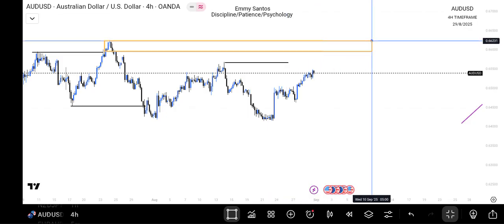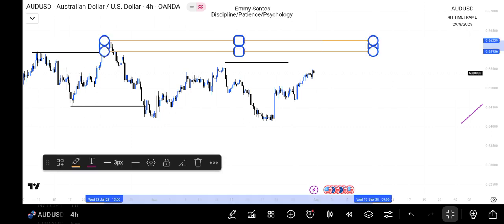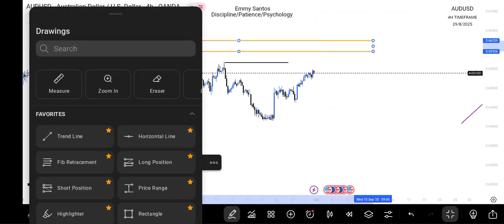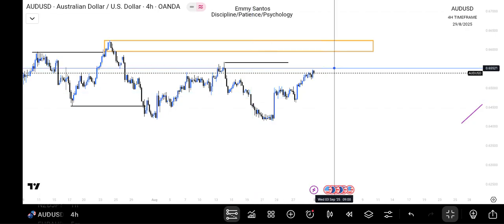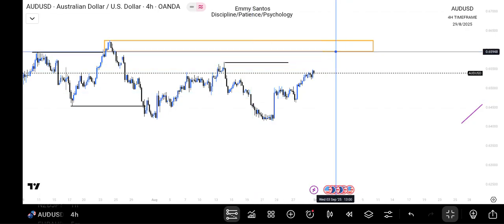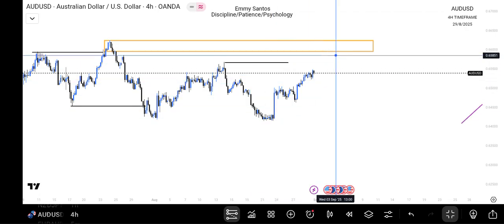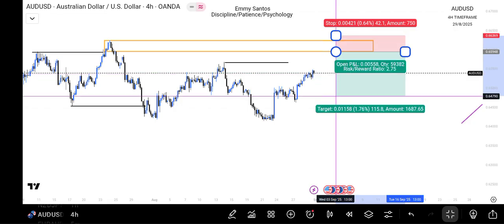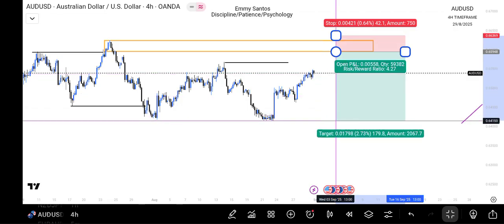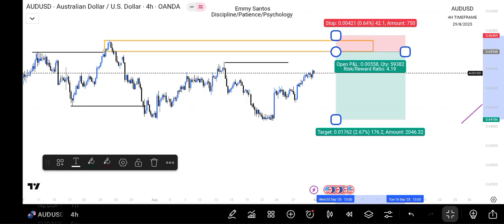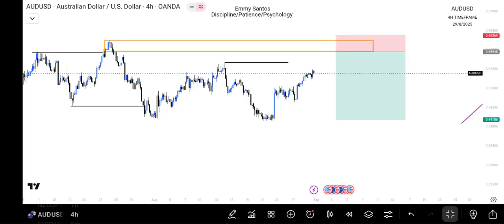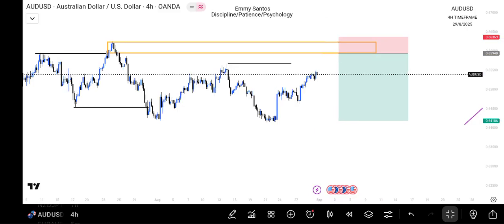So this is what I'll be expecting this week. Then my TP will be somewhere here. Sorry, my TP will be at this point. So let me first keep my position here. This is my TP down there, my take profit. So I think this is what I'll be expecting.